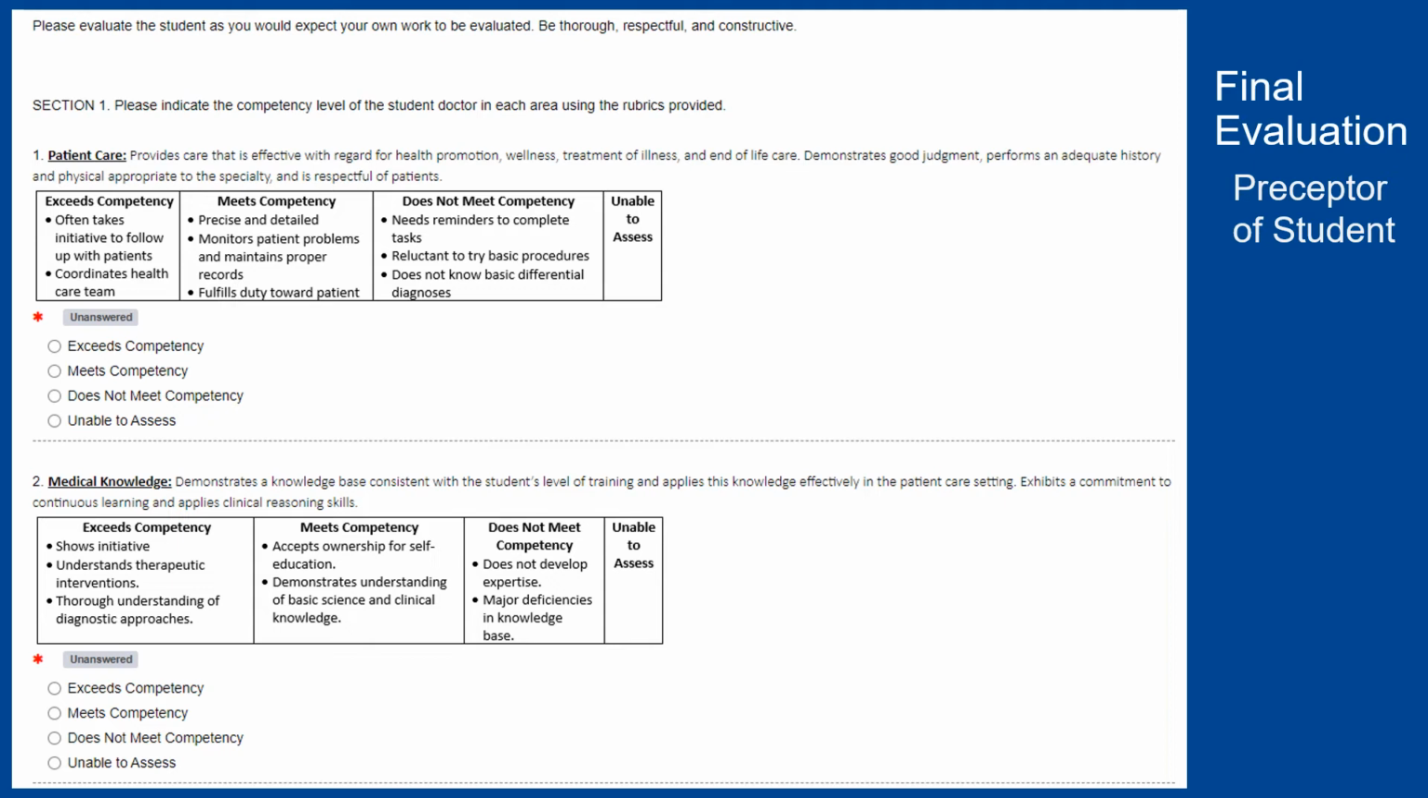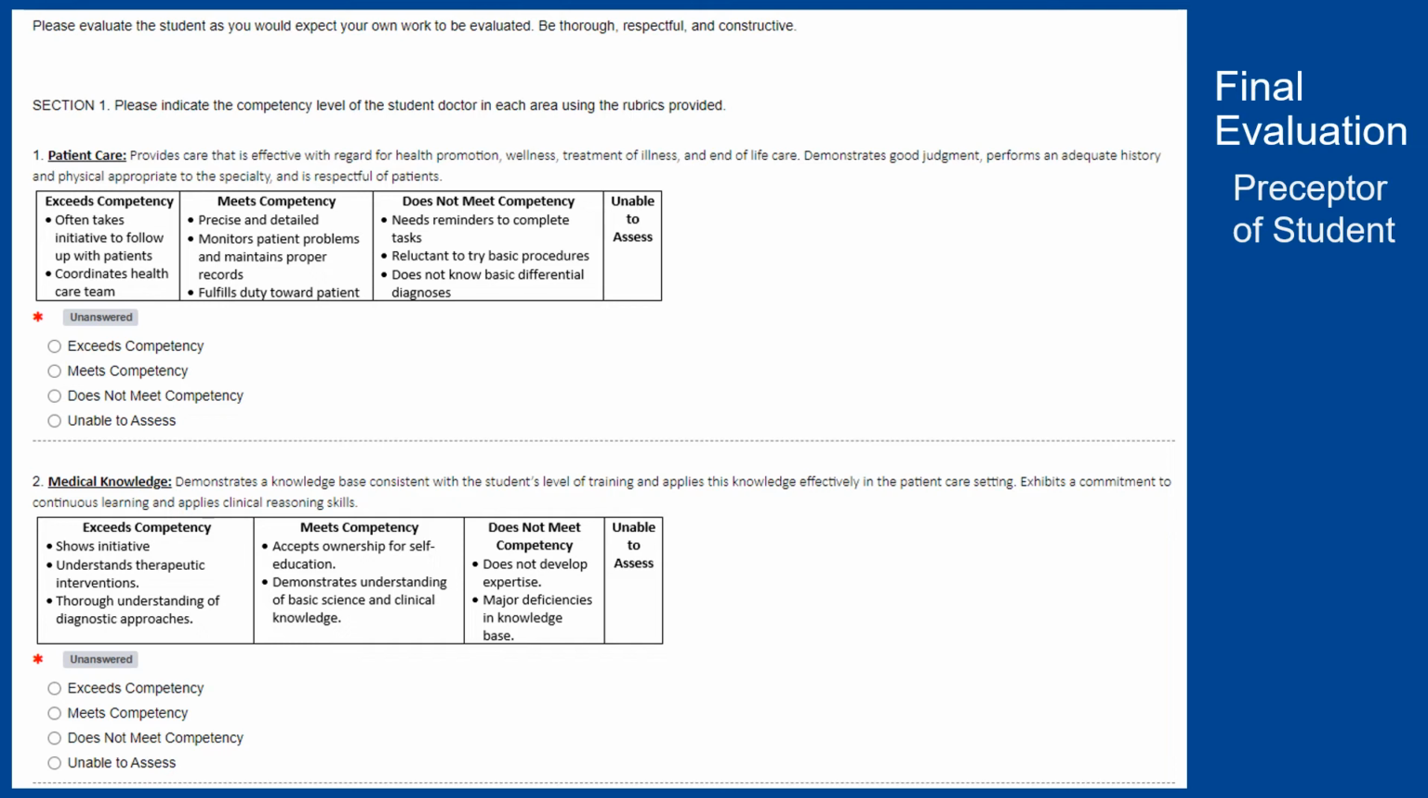The first category we would like you to evaluate the student in is patient care. Does the student provide care that is effective with regard for health promotion, wellness, treatment of illness, and end-of-life care? Do they demonstrate good judgment, perform an adequate history and physical appropriate to the specialty, and are they respectful of the patient?